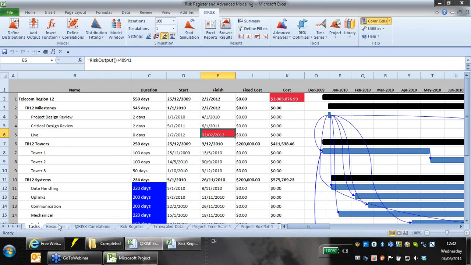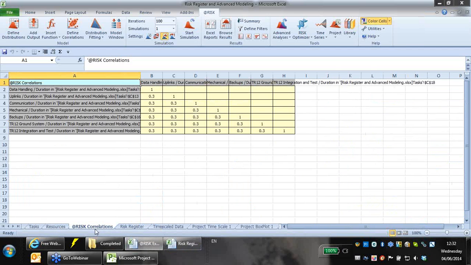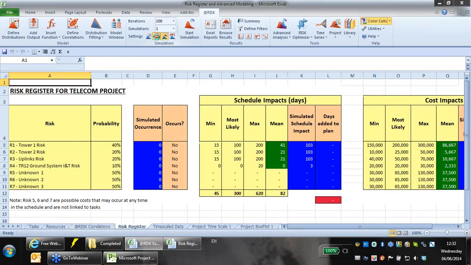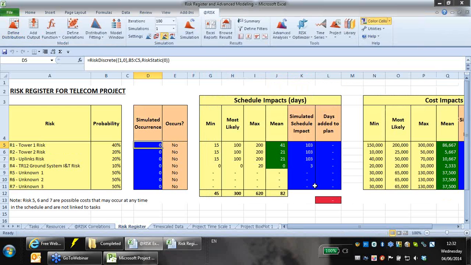What we can also do with that, then, of course, is build in uncertainties around our resource levels. We can build in correlations, around task times or costs, etc. We can build in risk registers. So here we've got a risk register with some different risks which could happen for some of our tasks, with different probabilities. Just as before, we're using discrete distributions to simulate whether or not they occur.